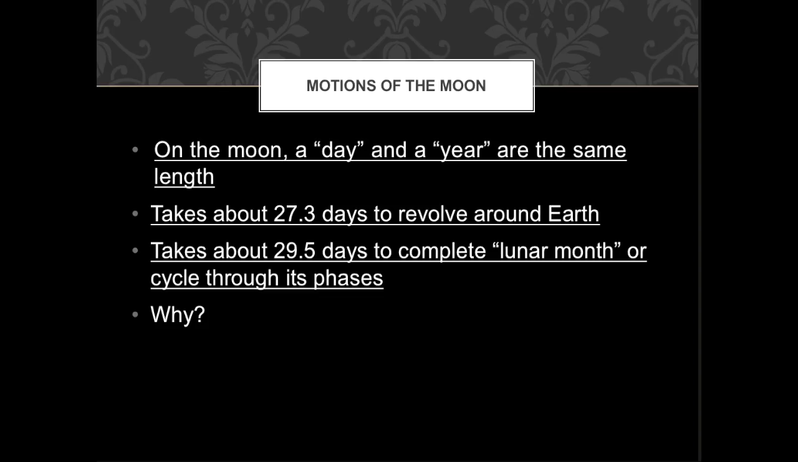So on the moon, a day and a year are the same length, and the reason why is because it takes about 27.3 days for the moon to revolve around Earth, but at the same time it takes 27.3 days for the moon to circle once. So you may have noticed as we were going through the phases that the same side of the moon always faces the Earth. As a result, its day and its year are the same length.